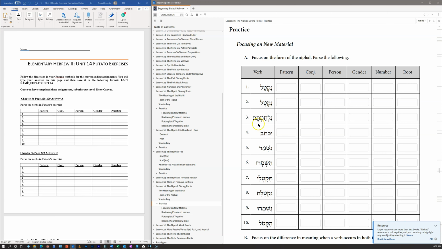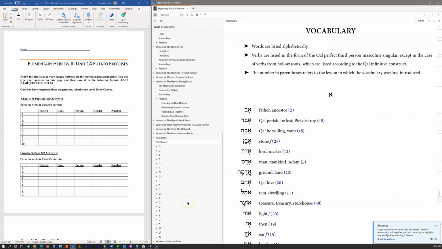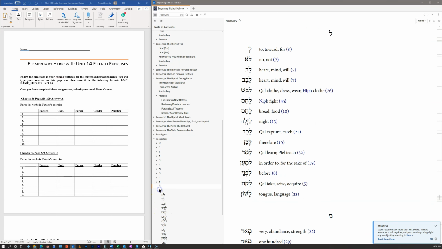All right, so next one here we've got nilchamtem. Nilchamtem. This is from lacham. Lacham, I'm foggy on, but I think this means fight. Let's take a look at the vocabulary here. I think milchama comes from lacham. Let me double check this. Lacham, yeah, fight.